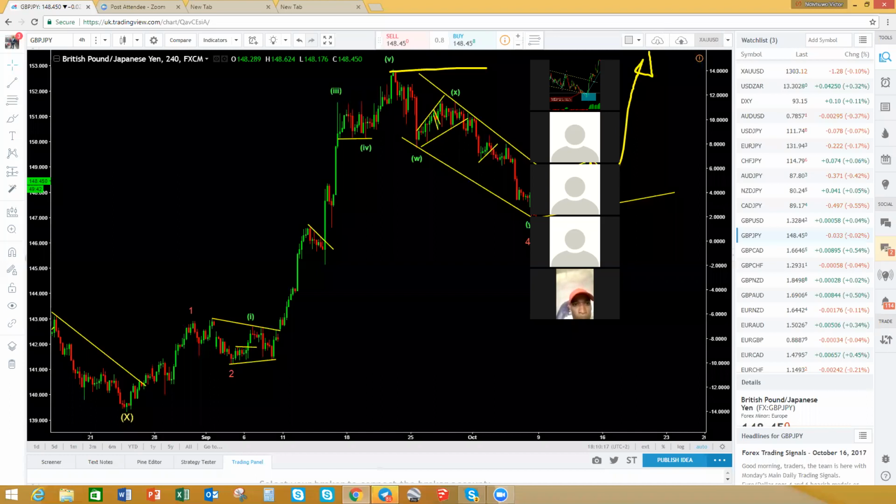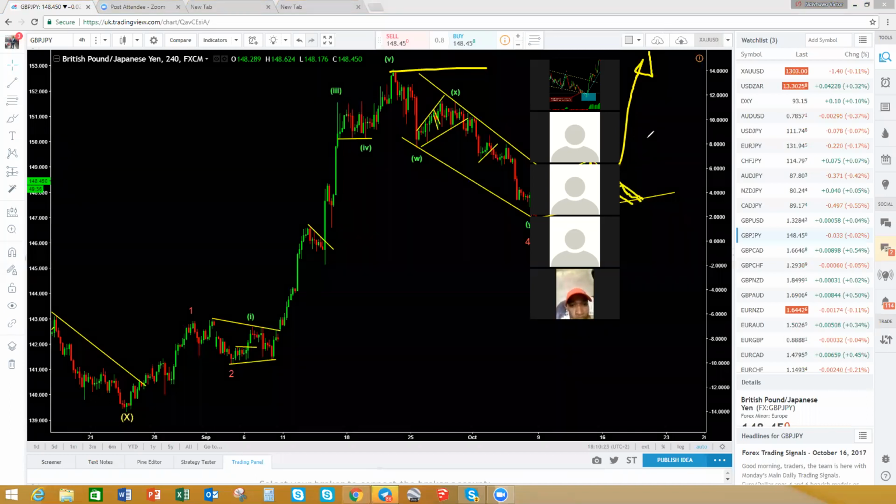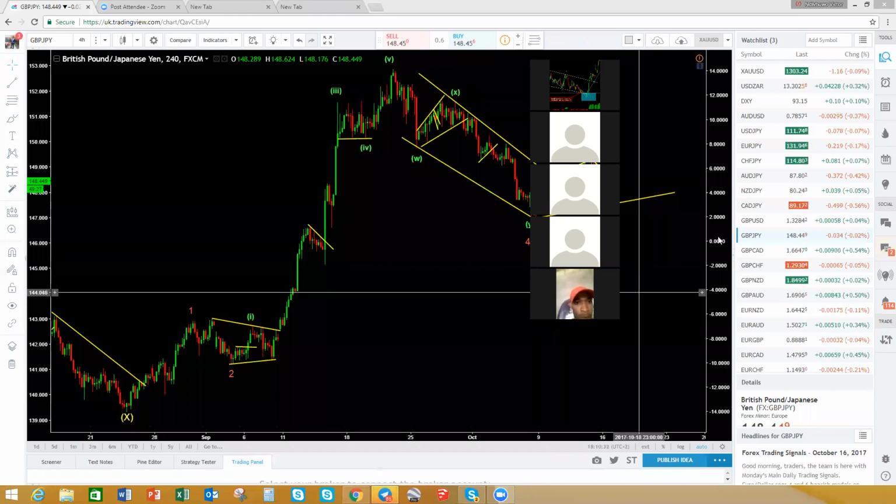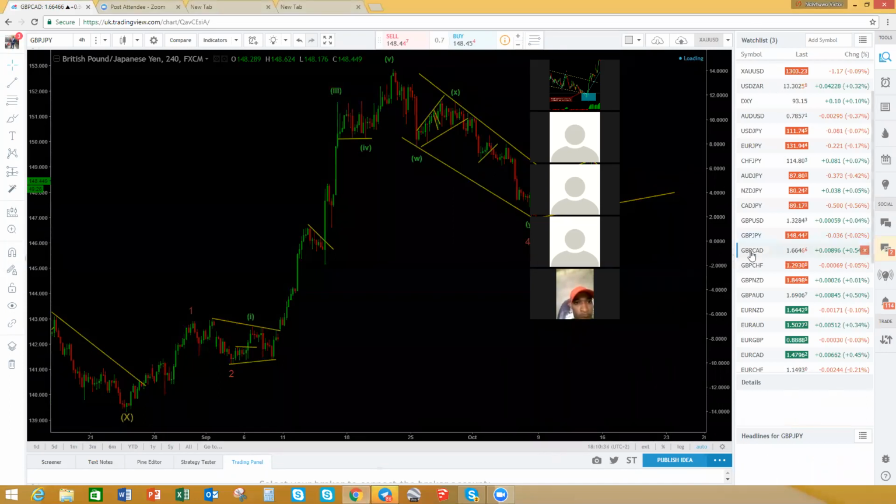But it might even come down to this level before going up. But it doesn't matter. We're only going to buy when it breaks to the top side. Okay, that's pound JPY. Pound CAD, we are currently in this trade.